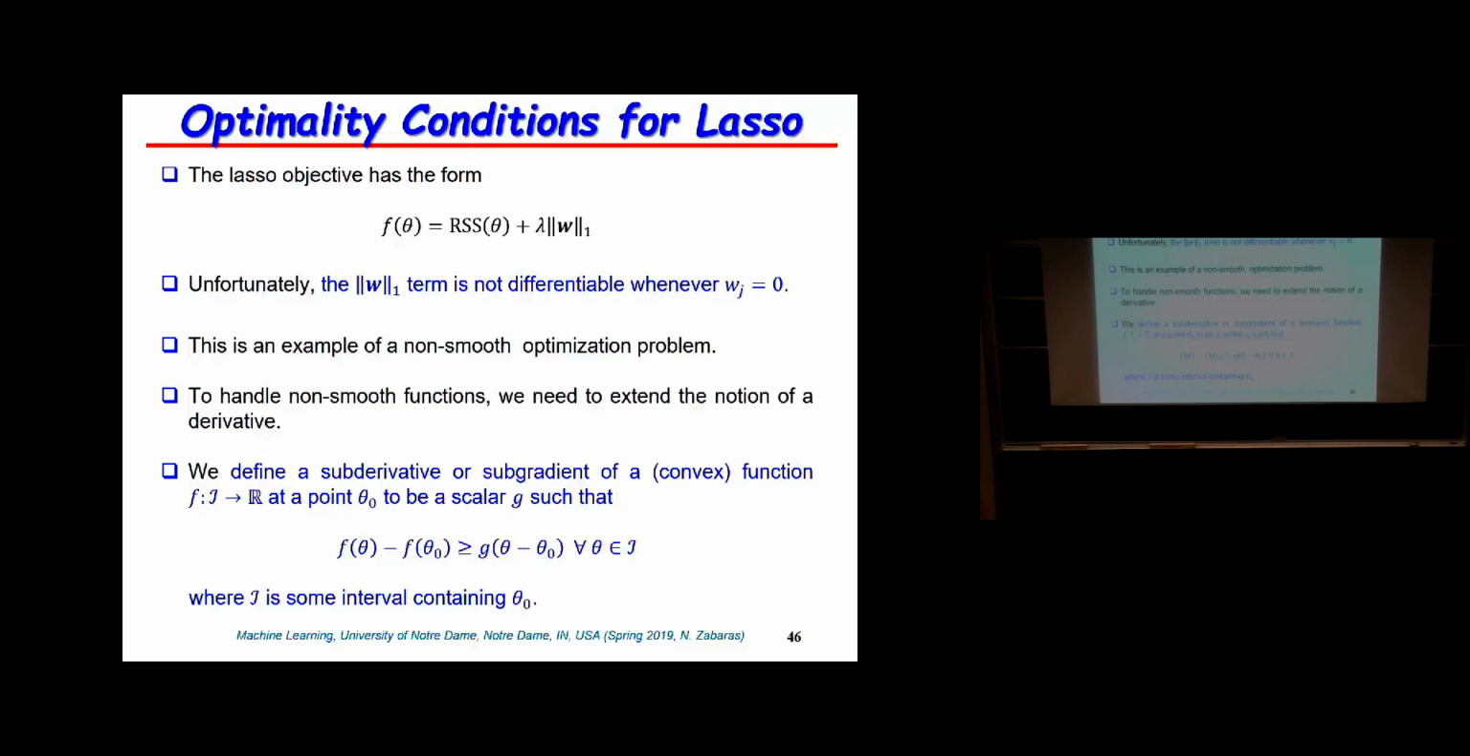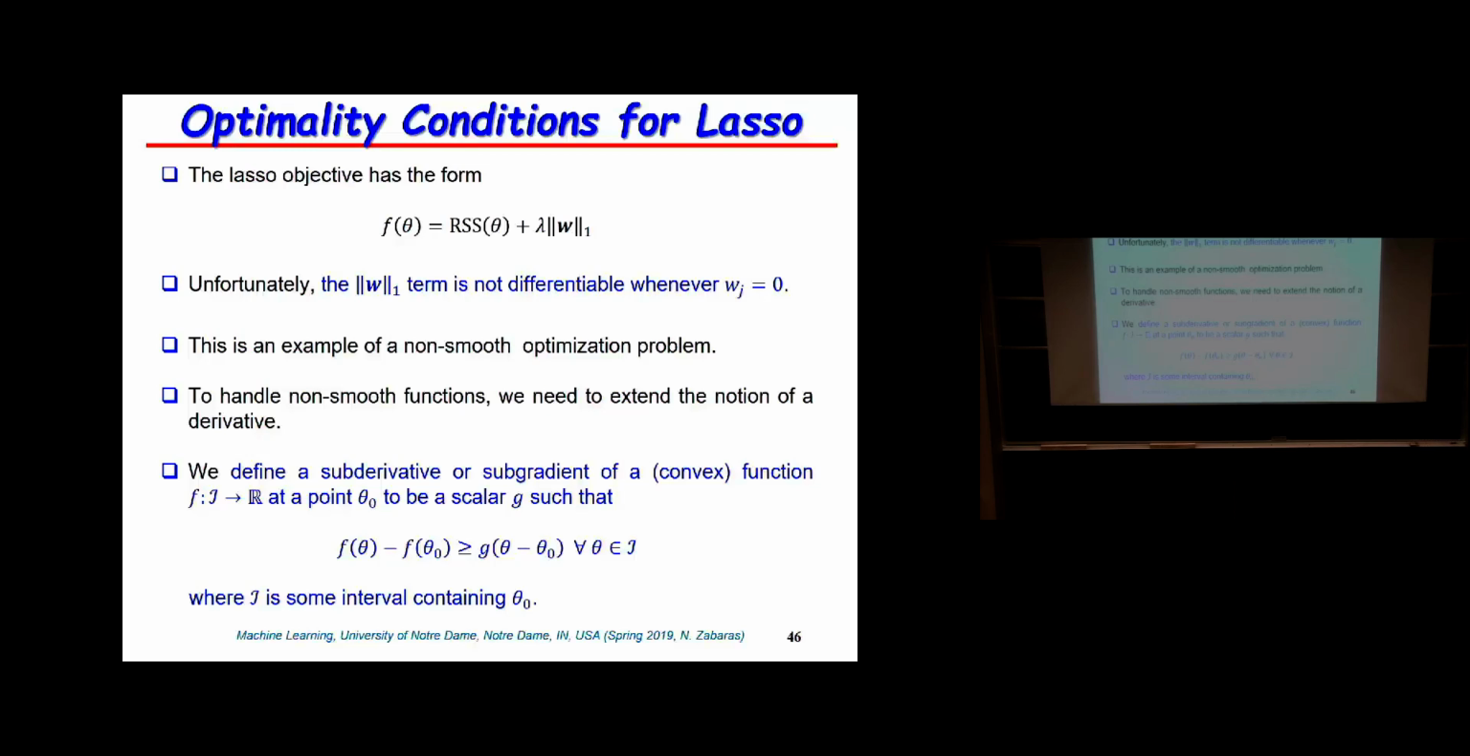That definition is what is called a subderivative or subgradient. So if you have a convex function from some domain to the real line, the subderivative at a point theta 0 is any scalar g such that this inequality is satisfied. Look at it carefully. When you define derivatives, you take f of theta minus f of theta 0 divided by theta minus theta 0, then you take the limit as theta goes to theta 0. That, if it is unique, is the derivative.